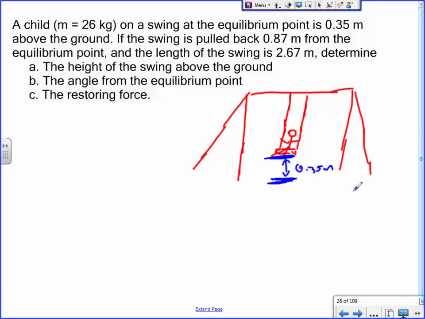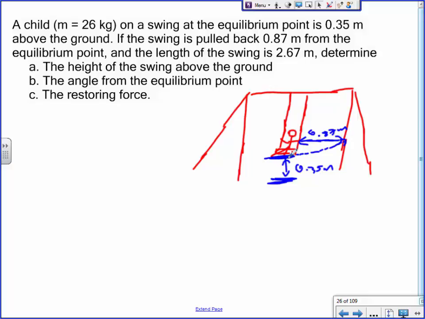And then what I did is I told you, well, this is how far back I'm going to pull Kinsey on the swing. I'm going to pull her back to here. And I pulled her back so that this distance right here is 0.87 meters.